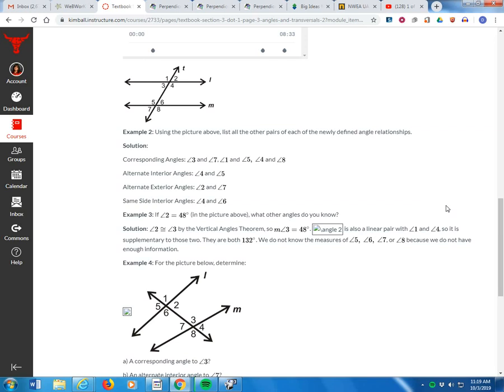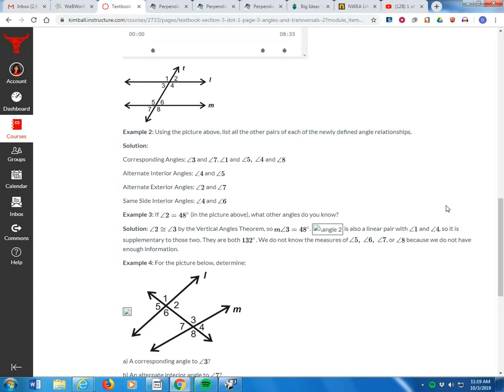When they're parallel, and only when they're parallel, we know some relationships between these. Angle 2 and angle 6. Do you see how both of those angles are above the line they're on? They're on the same side.